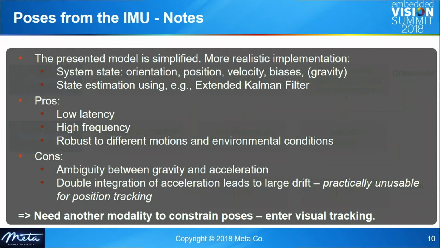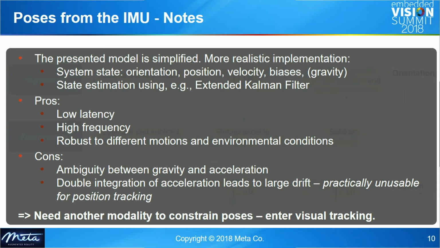So, just to recap, this model is simplified. In reality, we would use something like an extended Kalman filter for the estimation. The benefits of this approach are that the latency is very low and the frequency can be really high. So we can get readings from consumer-grade IMUs at, say, 1,000 hertz. So we get 1,000 acceleration and 1,000 angular velocity readings a second. And also, beyond the fact that the bias is temperature dependent, these IMUs are very robust to different motions and different environmental conditions.